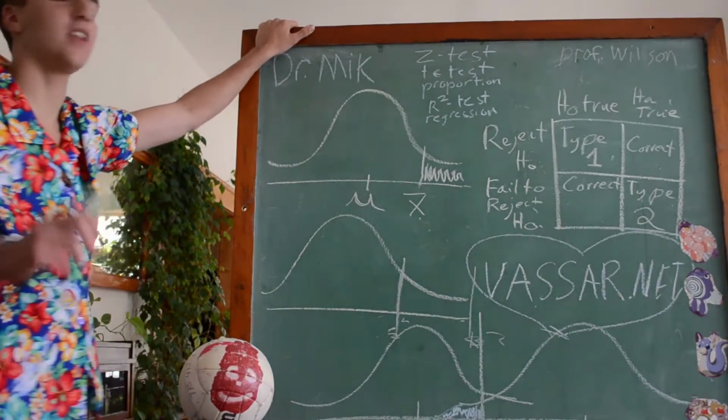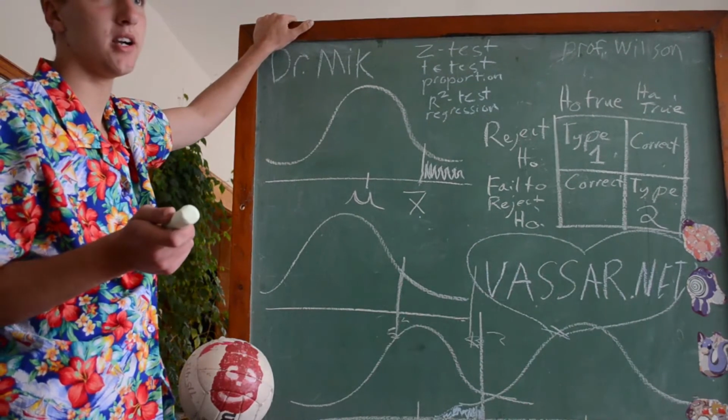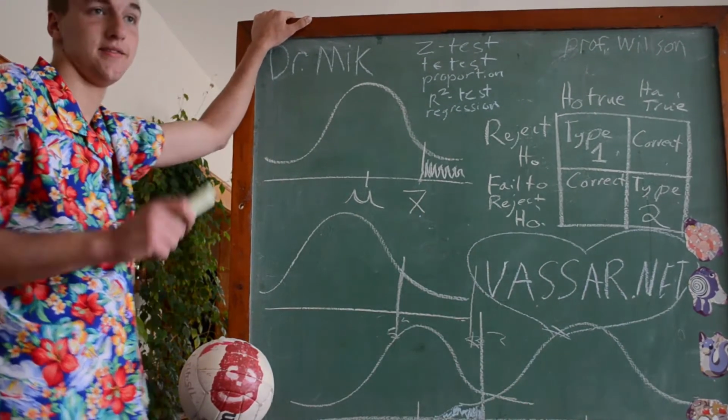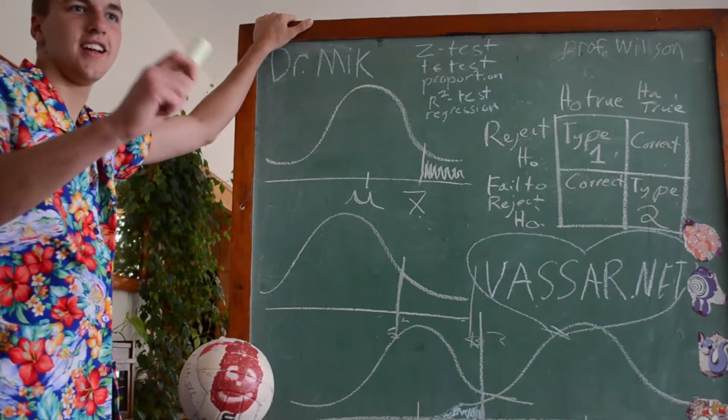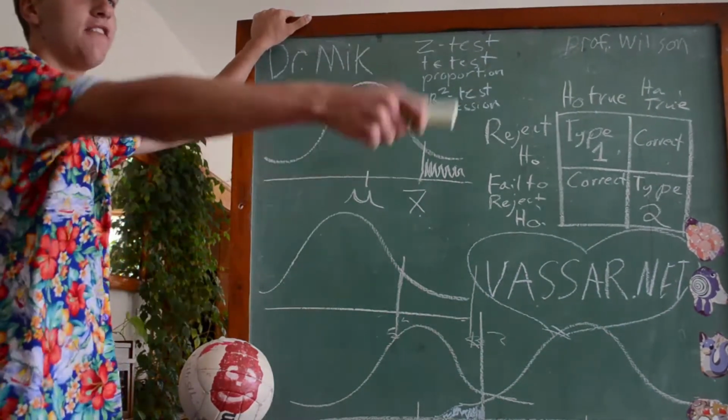Now, what about lines of regression? Can they have a type 1, type 2 error? No. Why? Because you're just testing regression. You're testing whether or not there's a correlation between the two. There you go. Good job, Ben. Paul, high five.